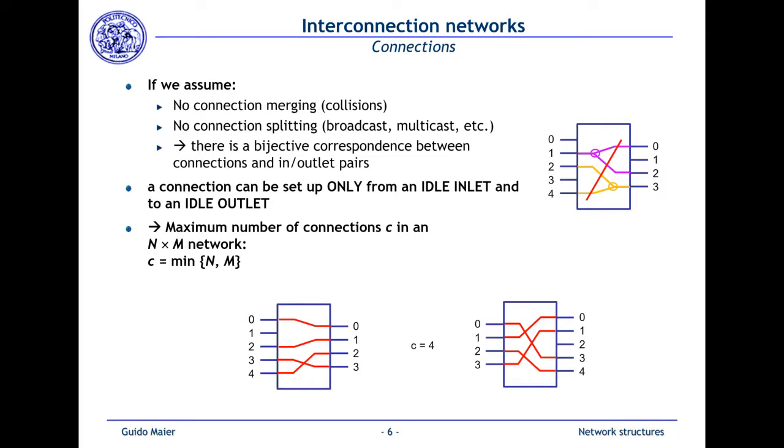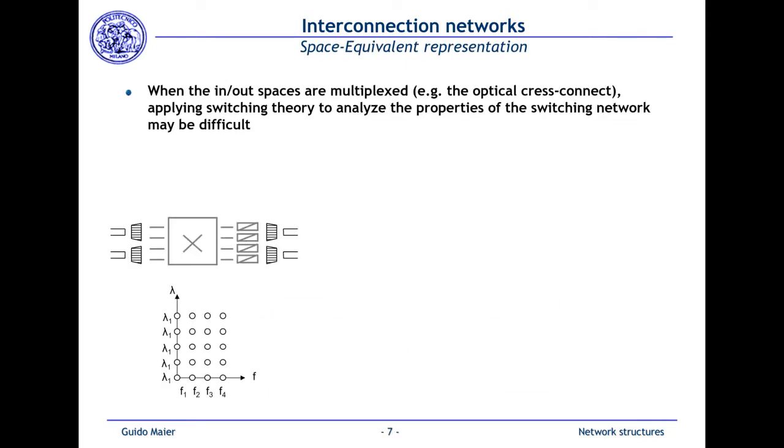N and M can be different, and you're not constrained to have squared matrices. Okay. Now, last time we talked about the multiplexing domains, input and output multiplexing spaces, and we mentioned the fact that they can be multidimensional if you use different domains to perform your multiplexing operation.